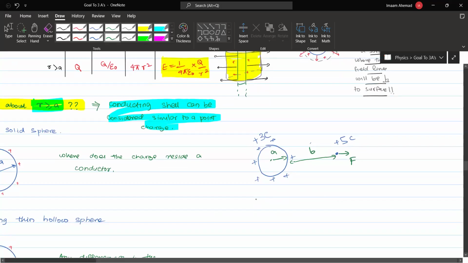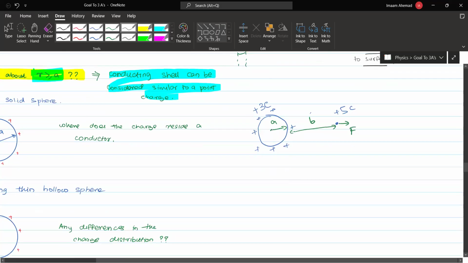What is the equation for force? We cannot use Coulomb's law because this is not a point charge. Therefore, we cannot use Coulomb's expression. But what I am doing is considering a distance that is greater than the radius. So, as I mentioned earlier, if we are considering a distance greater than A, we can say this setup is equivalent to a point charge of plus 3 coulombs placed at the center. And then we have another charge over here, plus 5 coulombs. Now the separation from here to here is B, and from here to here it is A.